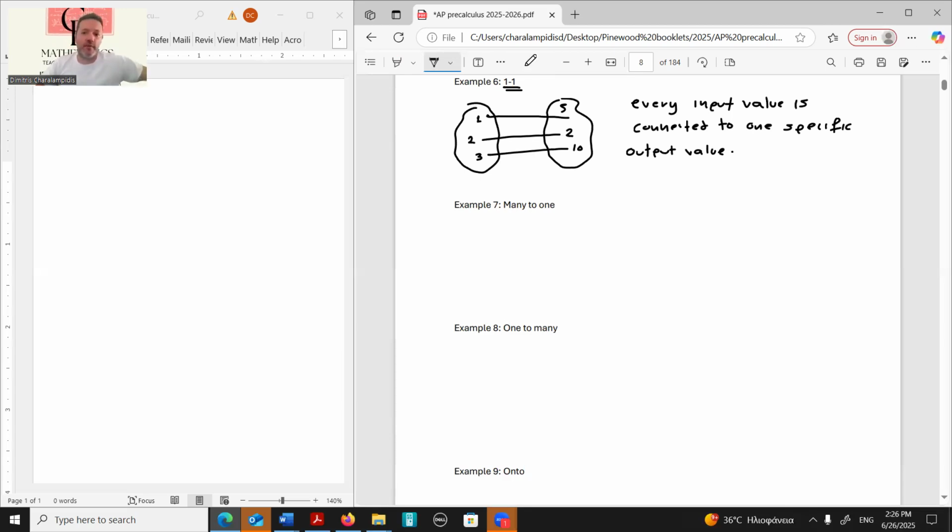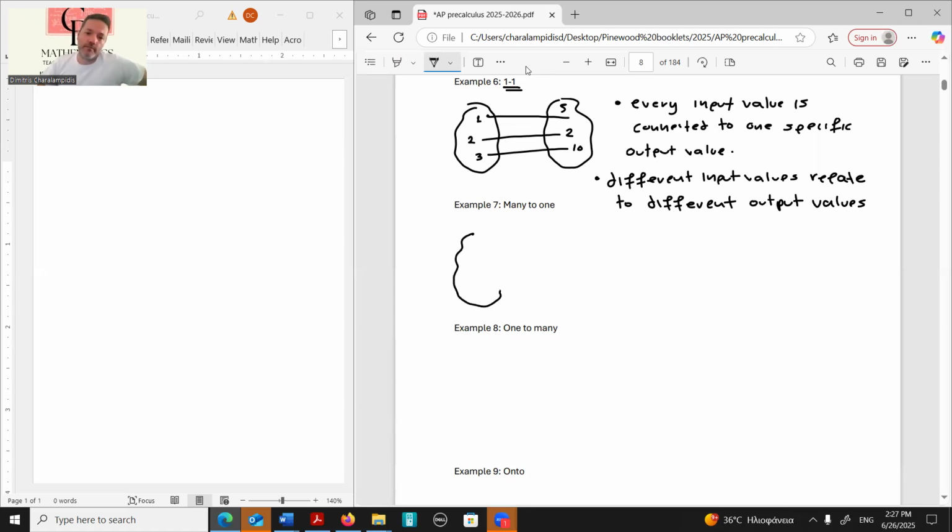Another definition about that, an equivalent one, would be that different input values relate to different output ones.